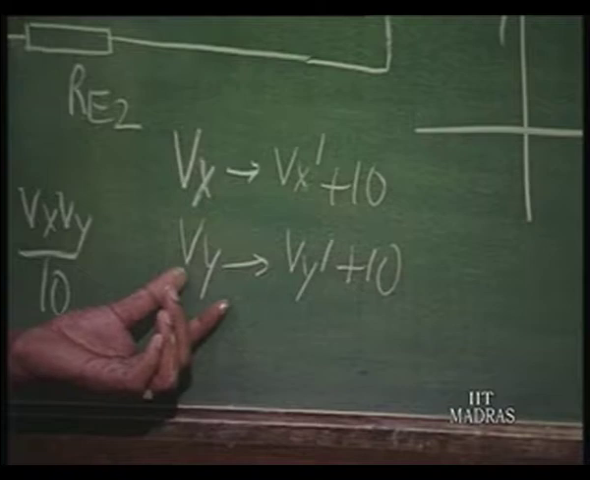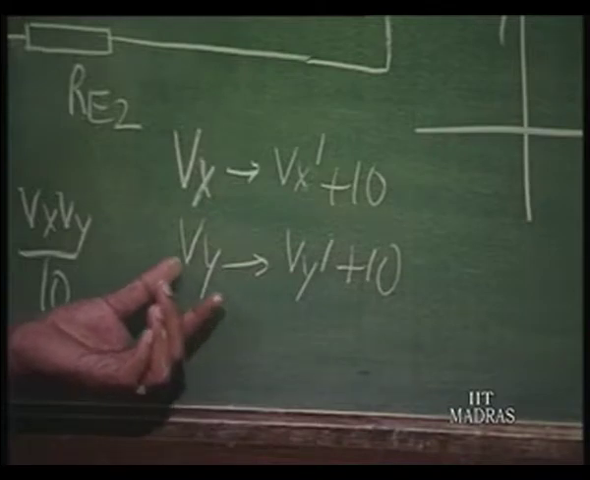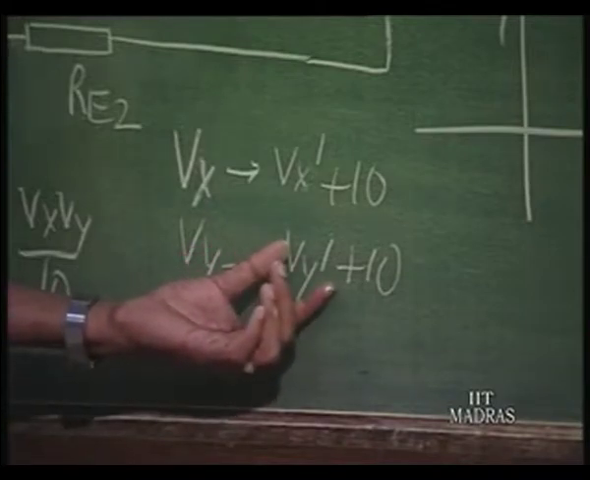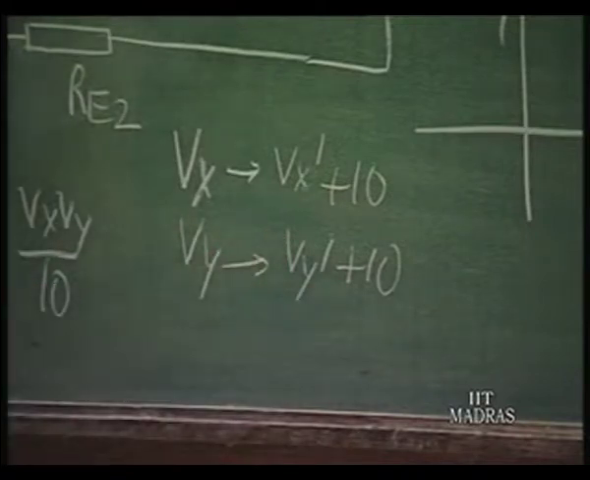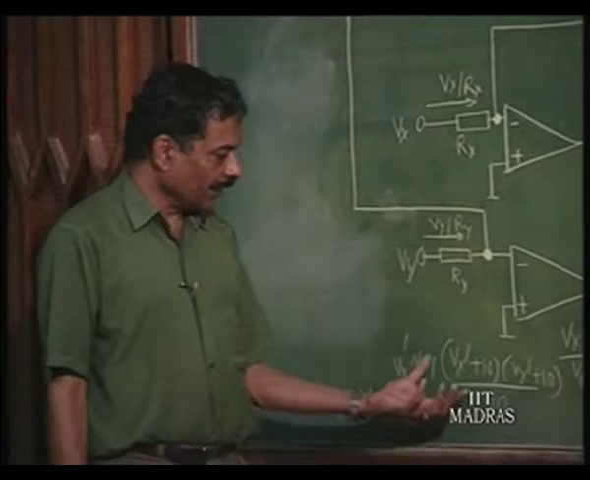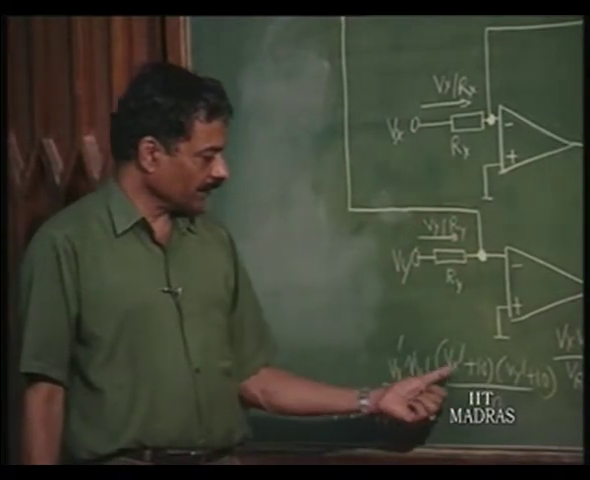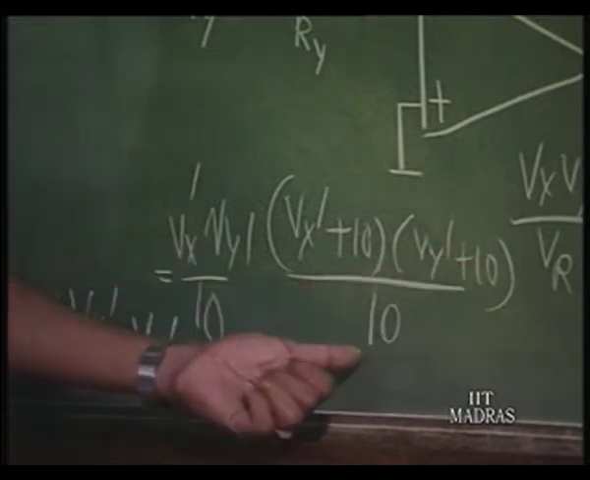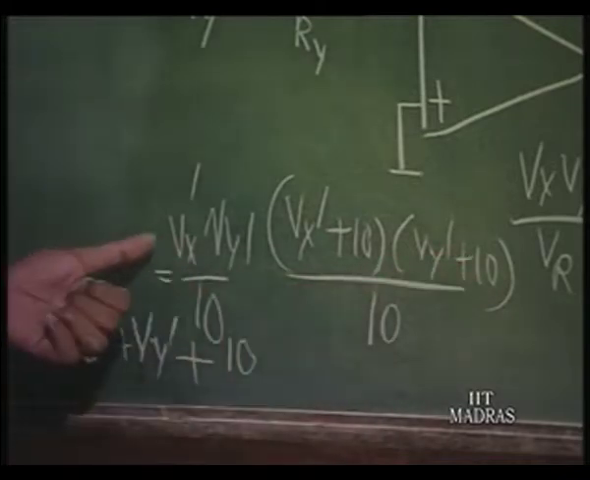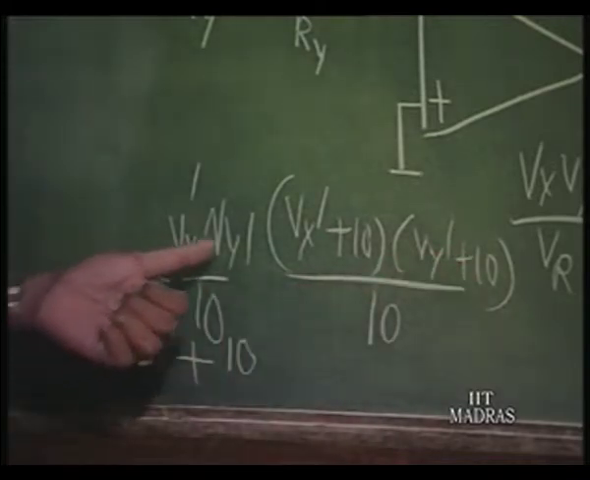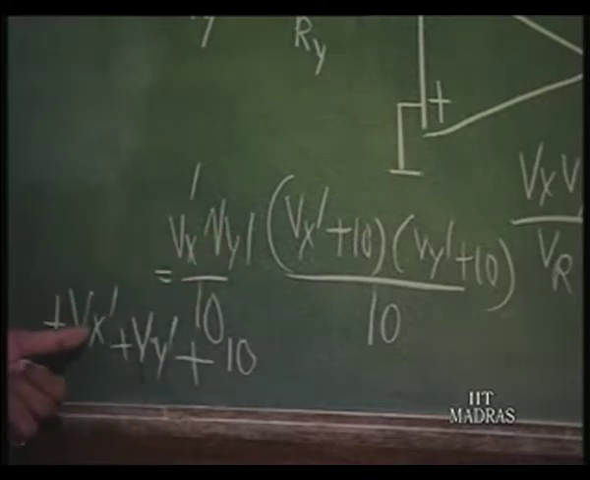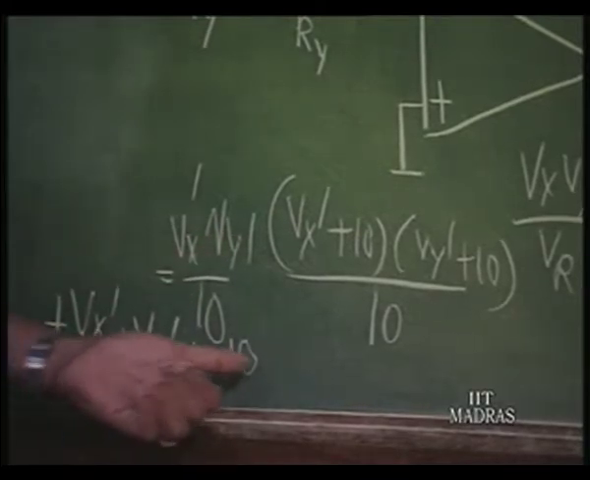Similarly, V y, when it varies from 0 to 20 volts, this V y dash can vary from plus 10 volts to minus 10 volts. Then we get the multiplied output of this single quadrant multiplier as V x dash plus 10, V y dash plus 10 divided by 10, which will give us the wanted output, which is V x dash V y dash by 10 plus V x dash plus V y dash plus 10 volts.